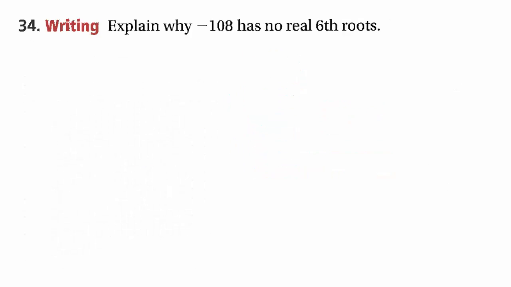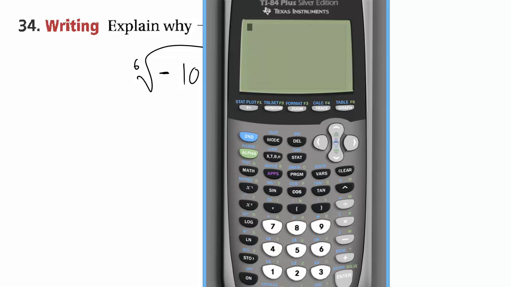All right, we're going to go over some reasoning questions, some things we're just going to think through. Why does negative 108 not have real sixth roots? Well, let's ask our calculator. Let's say we have no idea why this doesn't have sixth roots. So we take negative 108, and let's just try to sixth root it. So we can go into our calculator.